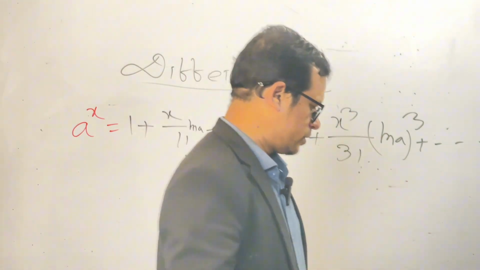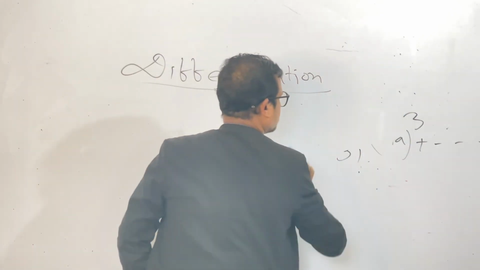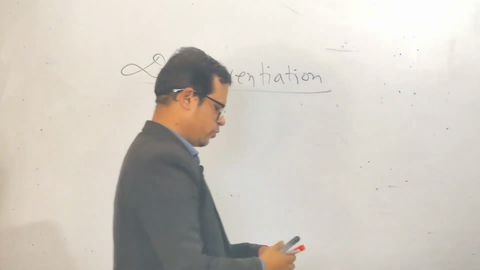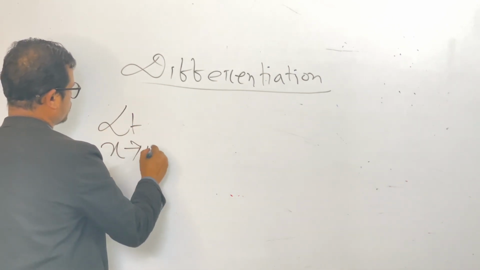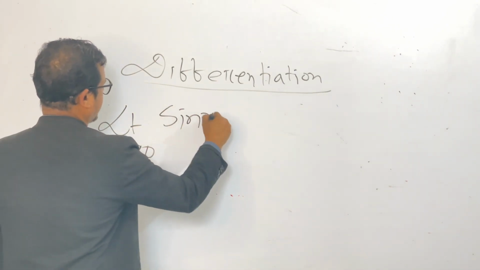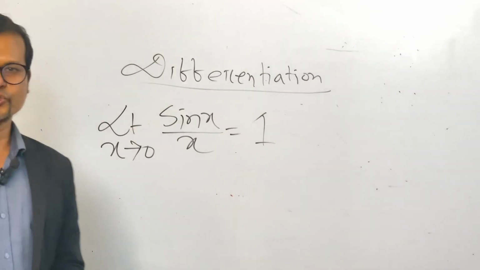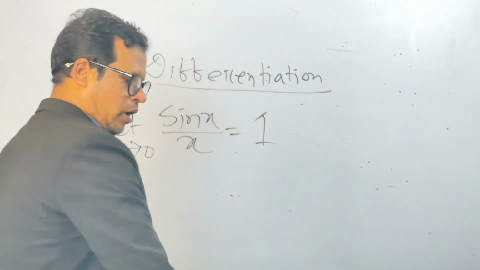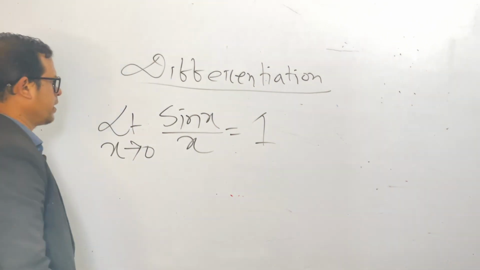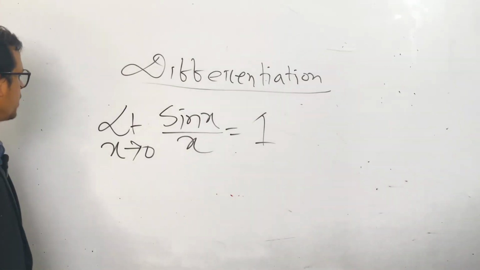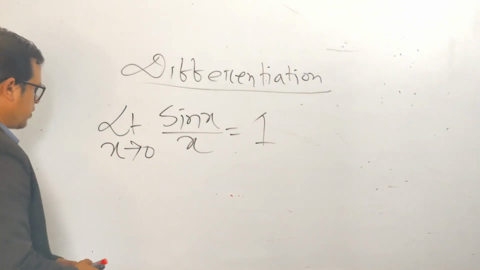Now let me prove this formula. Limit x tends to 0 of sin x over x. We have said this is 1. How can we prove this? Limit x tends to 0 of sin x over x equals 1. For proving this we have to know the series I have just given.